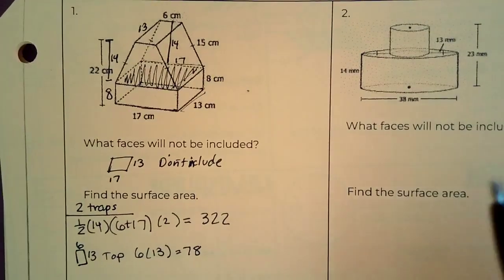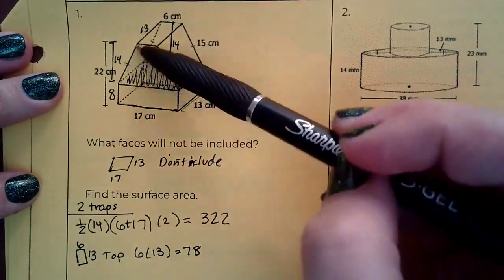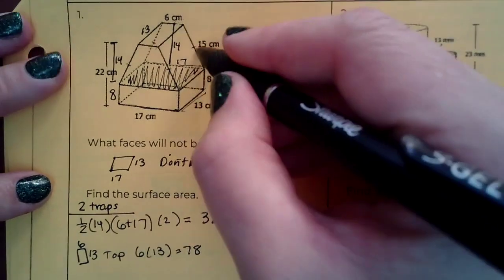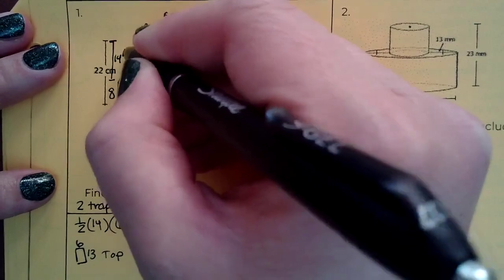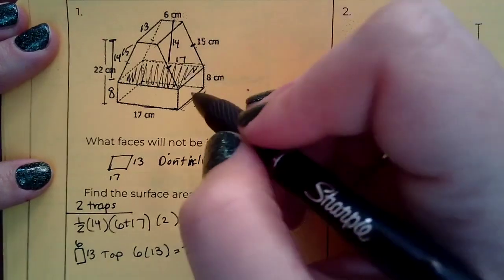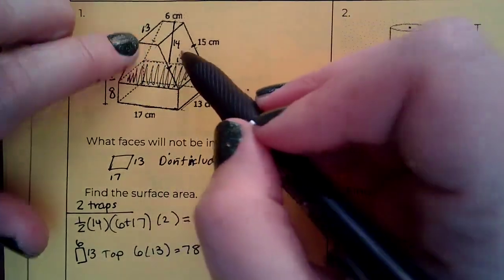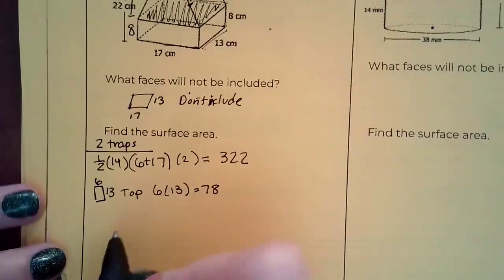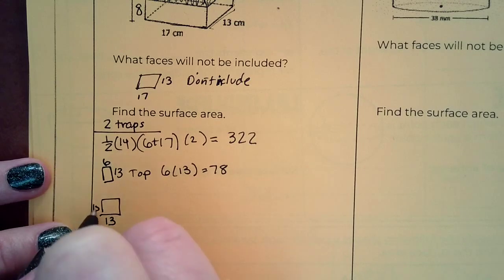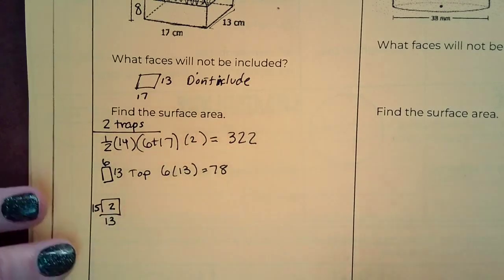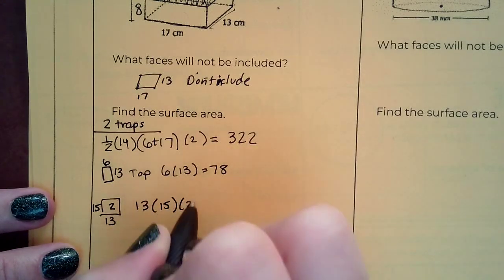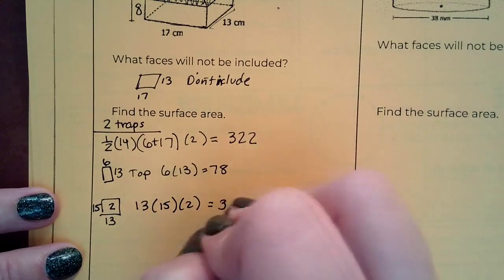Now the 2 sides of my trapezoidal prism are here and over here. This one here, if this is 15, then this one's 15. It states here that they are congruent with these little marks, which tells us that both of these sides are congruent. So for my sides here, I have a 13 by 15, and I have 2 of those. So that's how I'm going to mark that. So 13 by 15 and 2 of those. It's 390.